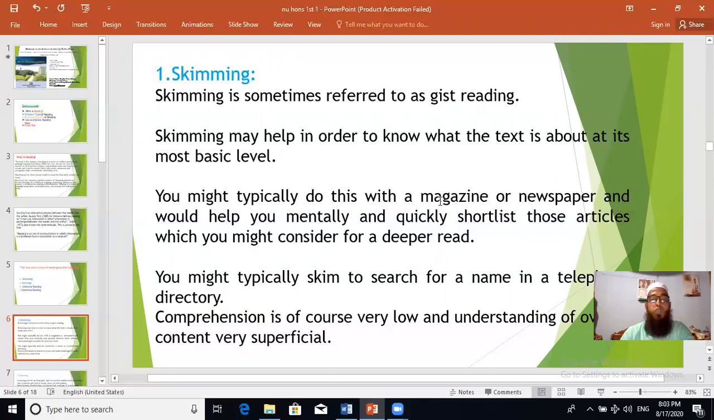You might typically do this with a magazine or newspaper, and it would help you mentally and quickly shortlist those articles which you might consider for a deeper read. The meaning is that usually when we read a magazine or newspaper, we do skimming first. We look at the headline very quickly, and the headline which we find interesting, those stories we read. Otherwise, we don't read the story fully. So when we look at the headlines of a newspaper, we do skimming.